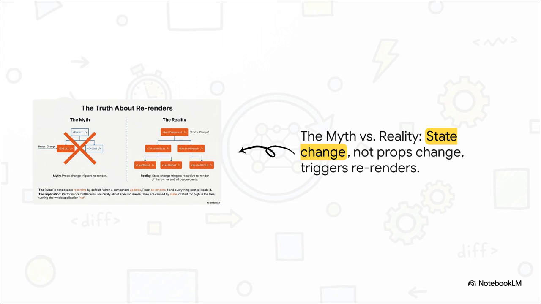Okay, now this is where we need to stop and bust the single biggest myth in React performance. A lot of us, and I mean a lot, were taught that when props change, a component re-renders, right? Well, it's just not true. Look at this. The reality is that a state change is the only thing that starts the process. The re-render then cascades down the tree no matter what the props are. It's the state update that's the trigger, not the props changing.